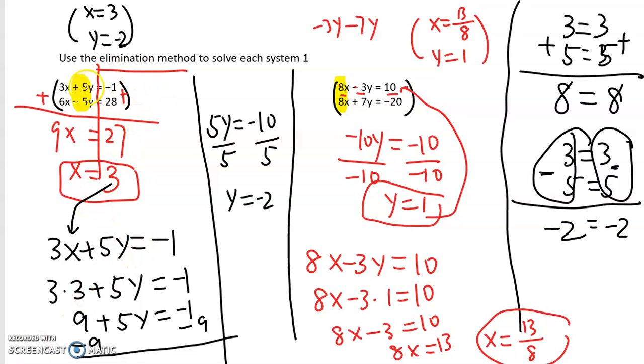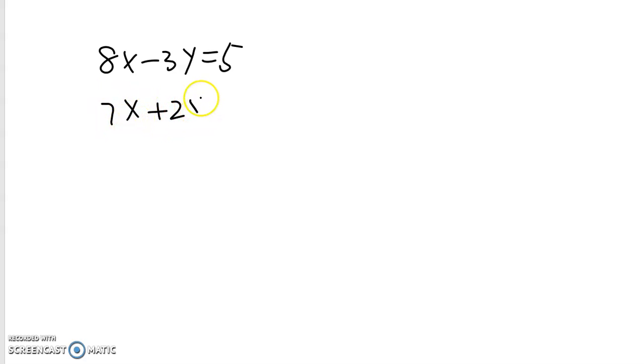And this does not always happen. The numbers in front of x or y are either opposite of each other or equal to each other. And if they're not, for example, I could come up with a problem quickly. Let's say we have 8x minus 3y equals 5. And the other one, we may have 7x plus 2y equals 3. In this case, when we look at the numbers in front of x, they're not opposite of each other, they're not equal to each other. And the same for y.